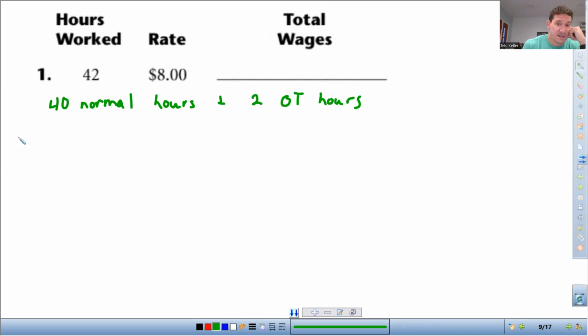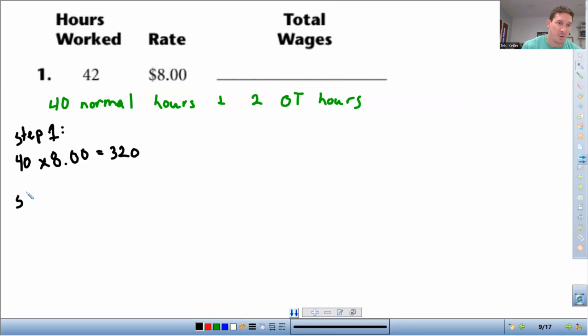So why don't we do step 1, and you can go back to black. Step 1, calculate out the normal hours worked. That's the easy thing. Normal pay: 40 hours times $8 an hour comes out to $320.